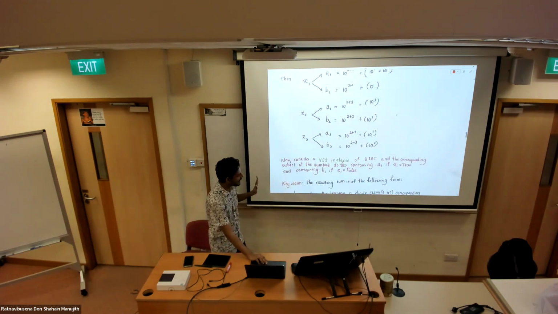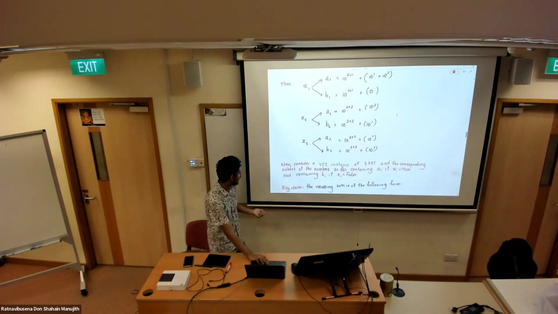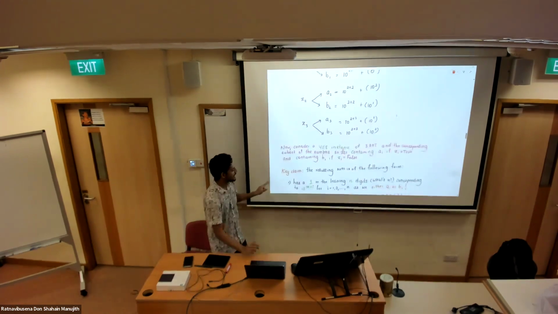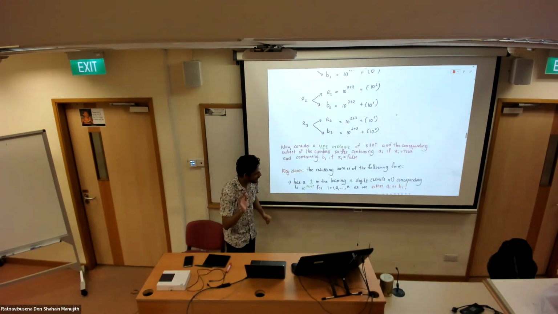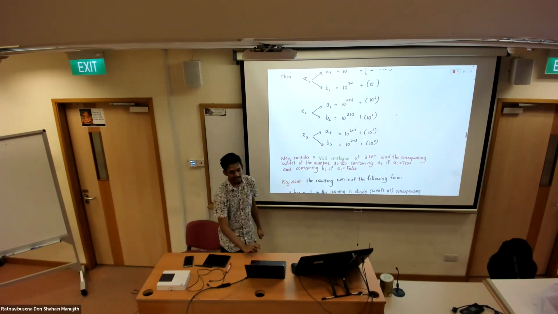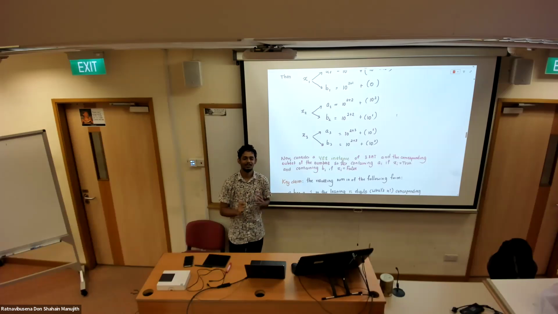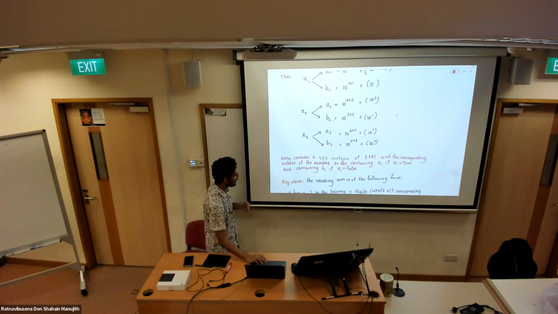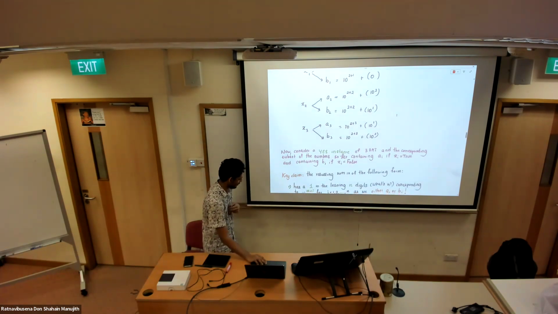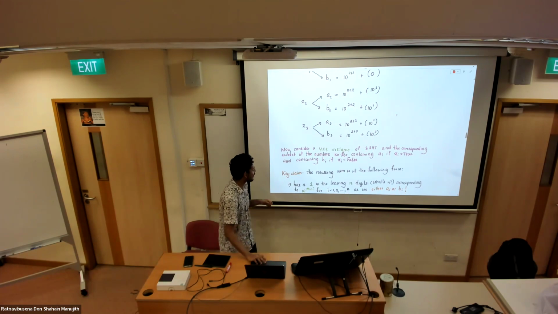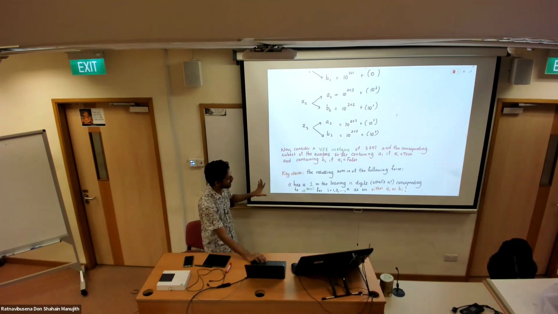I claim that the resulting sum is of the following form. The first part is that it has a 1 in the leading n digits. So what's n? I need to keep reminding you. n is the number of variables. Yes, correct. The leading digits correspond to 10 to the m plus i, for i equals 1, 2, 3 until n.